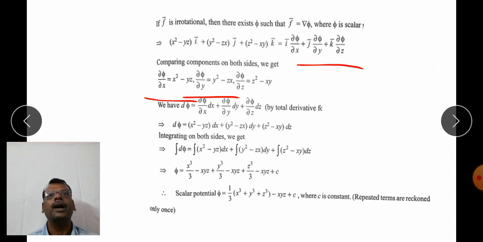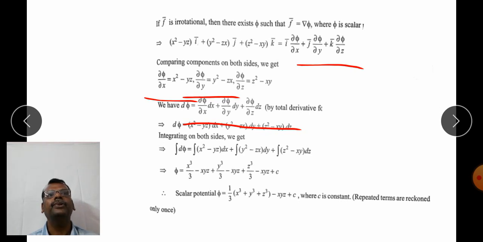After that, we have to form the total differential equation. That is, d pi is equal to dou pi by dou x into dx plus dou pi by dou y into dy plus dou pi by dou z into dz. This is known as the total derivative.